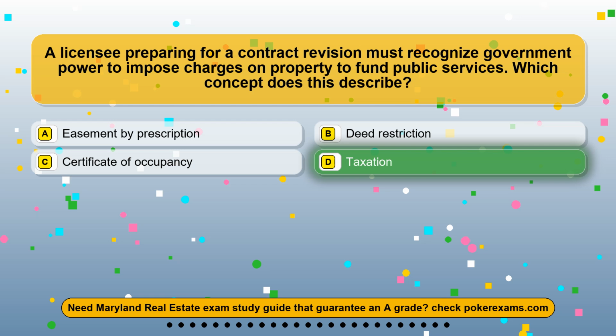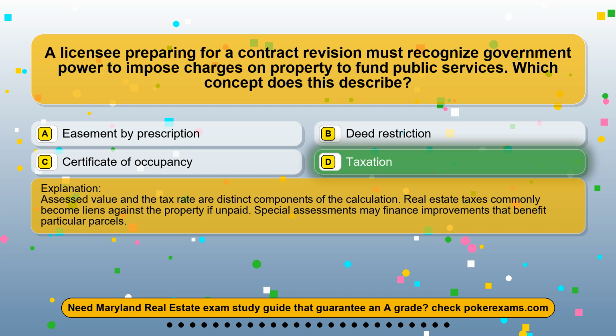The correct answer is option D, taxation. Assessed value and the tax rate are distinct components of the calculation. Real estate taxes commonly become liens against the property if unpaid. Special assessments may finance improvements that benefit particular parcels.